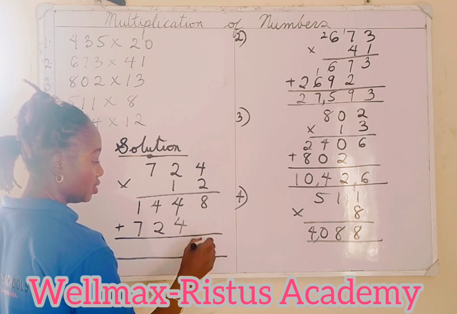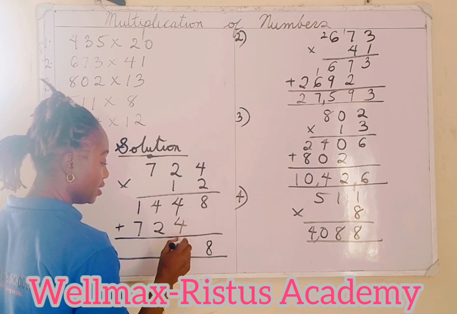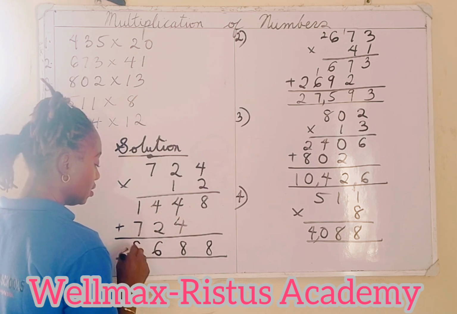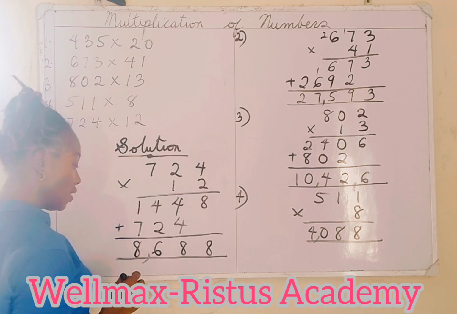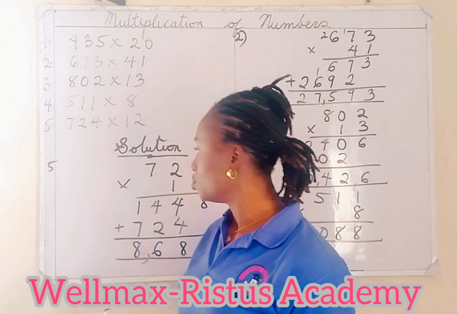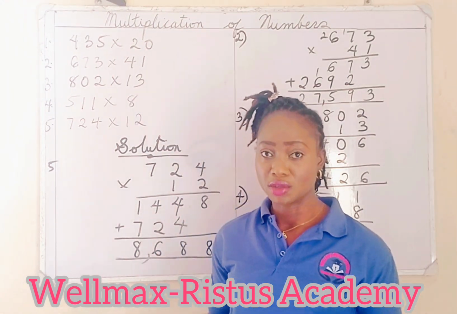8 plus nothing is 8. 4 plus 4 is 8, and 4 plus 2 is 6. 1 plus 7 is 8, and that gives us 8,688. I hope this helps you to solve questions regarding multiplication.